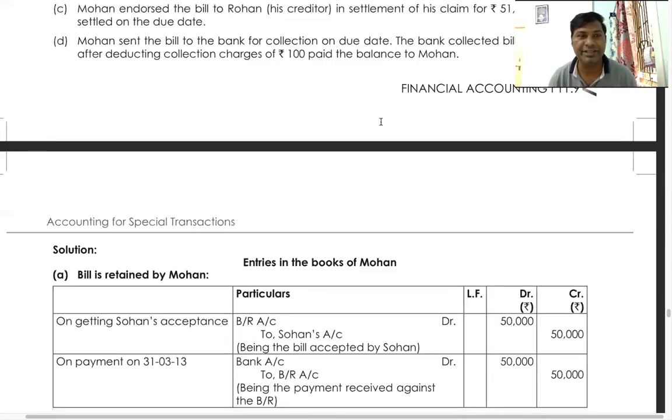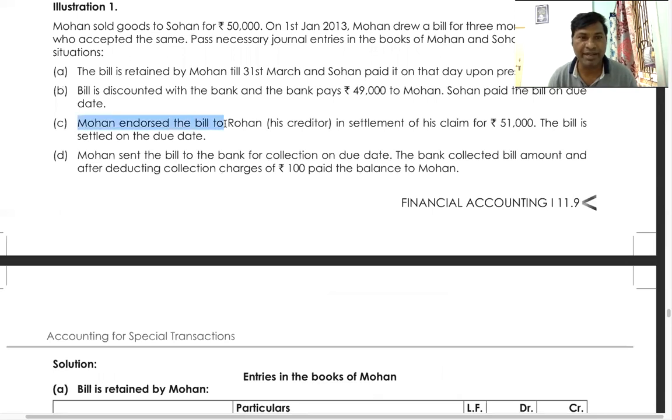Okay. Next is the third scenario. Mohan endorsed the bill to Rohan. Okay. Mohan also has a creditor.